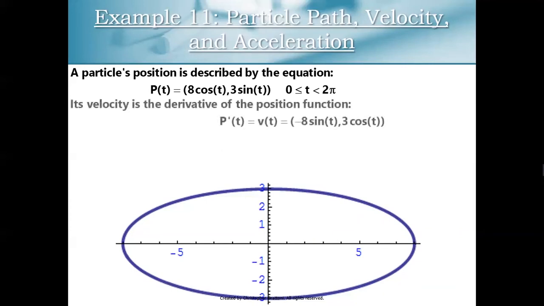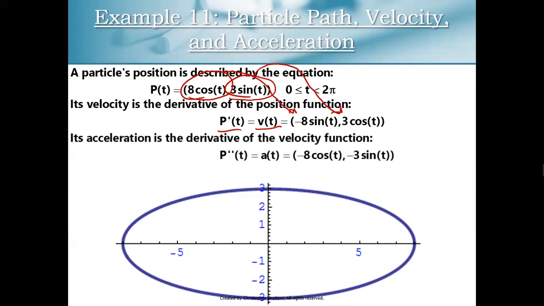But if we compute the velocity vector, our v of t is just p prime of t. We take the derivative of 8 cosine t, we get negative 8 sine t. We take the derivative of 3 sine t and get 3 cosine t. We could also compute the acceleration at any given point or at any given time. So the acceleration vector is the second derivative of p of t. Just take one more derivative, negative 8 cosine t, one more derivative, negative 3 sine of t.